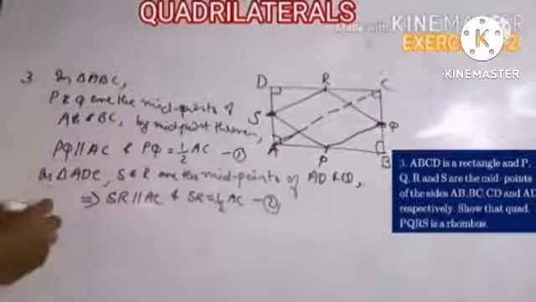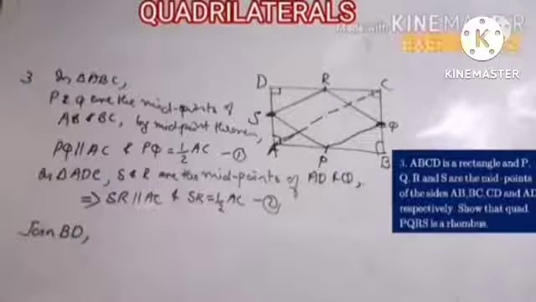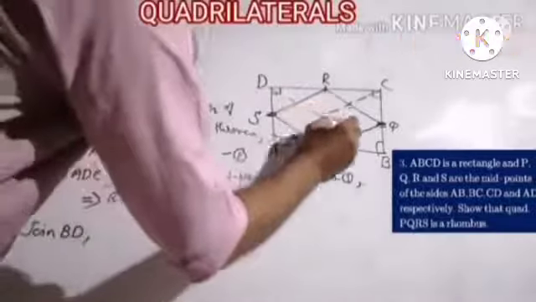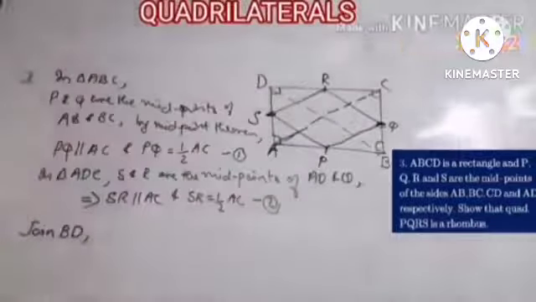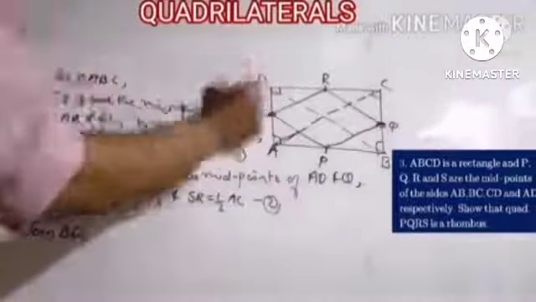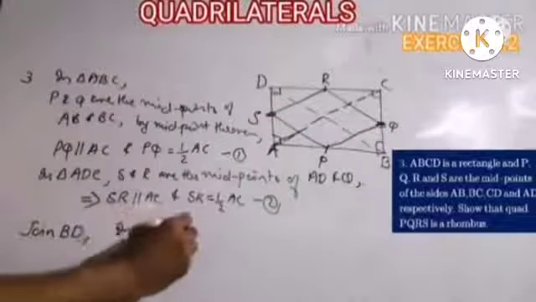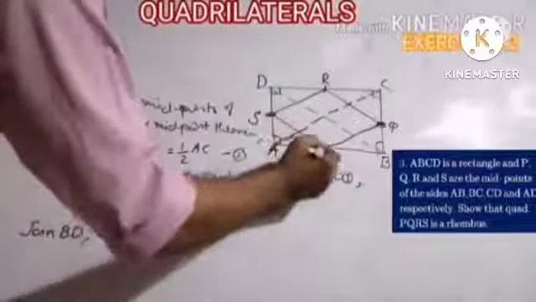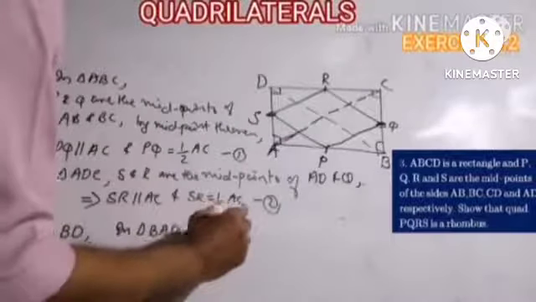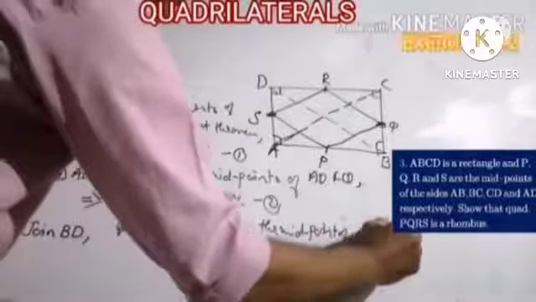Now, next, join BD. After joining BD, we have two different triangles, BAD and BCD. First consider triangle BAD. In triangle BAD, which are the midpoints? P and S are the midpoints of AB and AD.